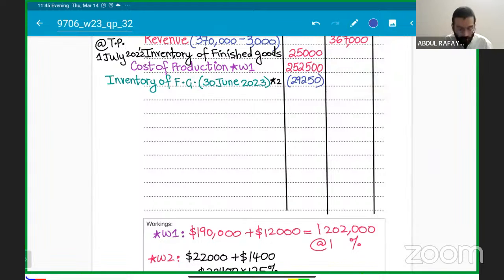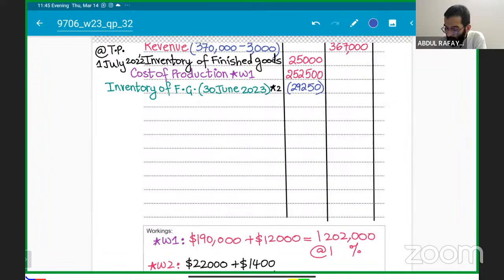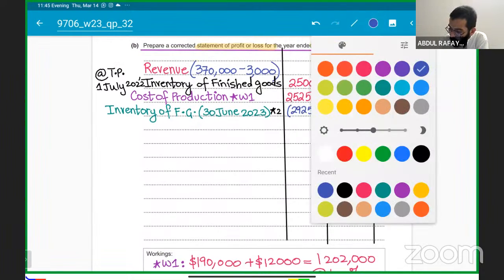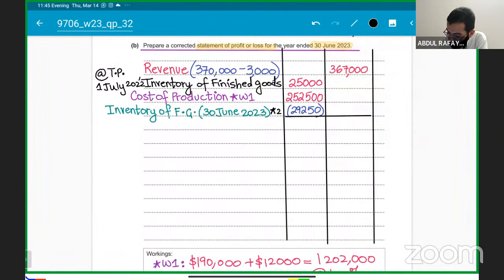So eventually you are now getting the new inventory at transfer price, that is 29,250, okay, new inventory at the transfer price. What will this lead to? It will lead to, sir, cost of sales, okay, so we will show the cost of sales, sir, as according to the format they have done. So we'll do it the same way. We will get the cost of sales, students. So cost of sales will come as opening inventory plus cost of production minus the closing inventory.